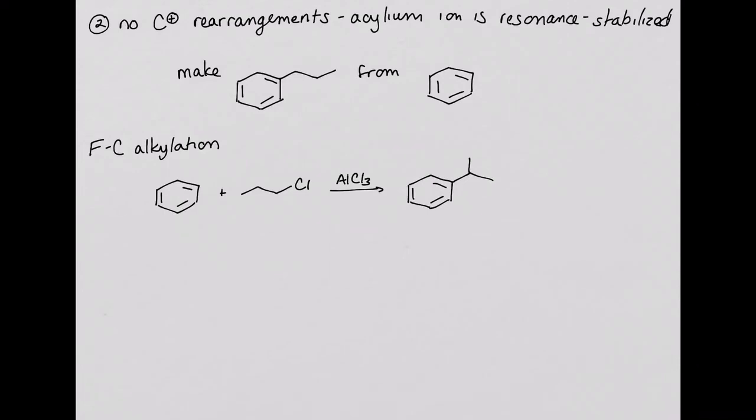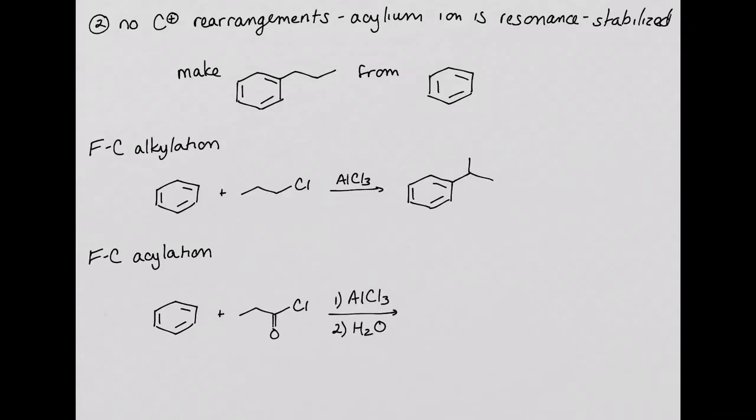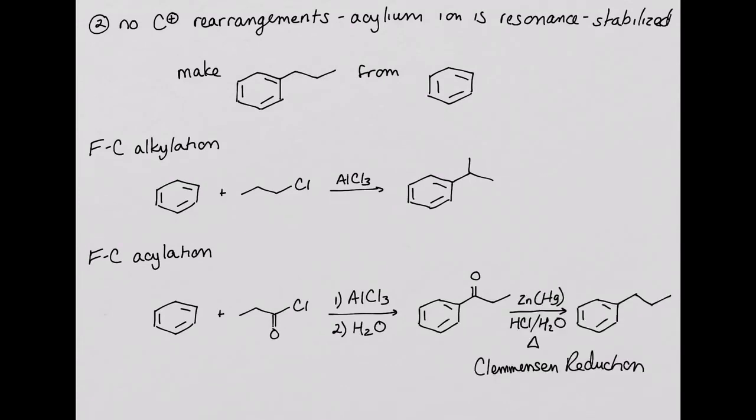However, we can use Friedel-Crafts acylation to make this particular alkylated benzene. If we treat benzene with a corresponding acid chloride in the presence of aluminum trichloride followed by water, we will produce the following acylated benzene. We can then use the Clemmensen reduction to reduce this down to the desired alkyl benzene product, with no threat of rearrangement. We get only the desired product.